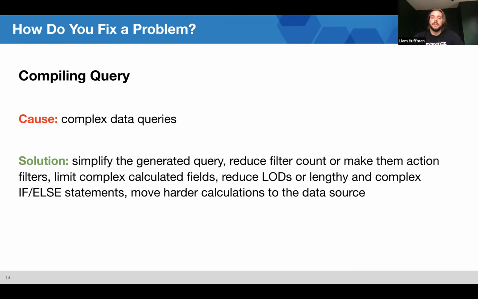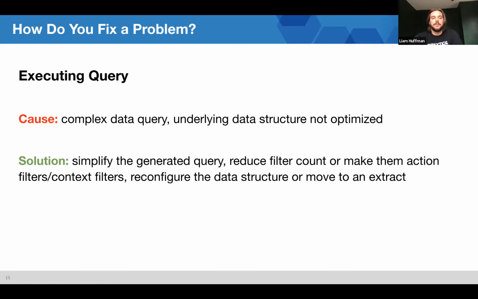To do that, you can reduce filter counts or make the filters action filters. You could limit your number of complex calculated fields. You can reduce LODs or lengthy and complex if-else statements, or you can move some of the harder calculations to the data source. So if there are any very specific row-level calcs that you're using level of detail in place of, try moving them into the data source and let the data side do the heavy lifting for you.